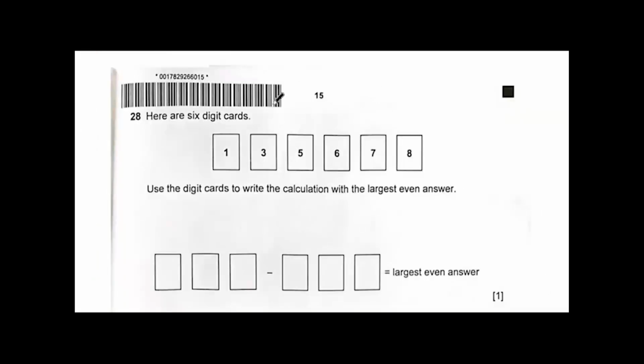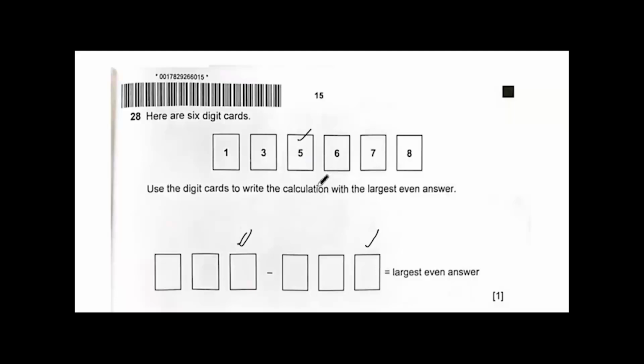It's not easy. Here are 6-digit cards. Use the digit cards to write the calculation with the largest even answer. So this is an interesting one again. If you want to have an even answer, that means the numbers you put here and here should be two numbers that the subtraction will give you an even number. So let me pick 5 for this one.